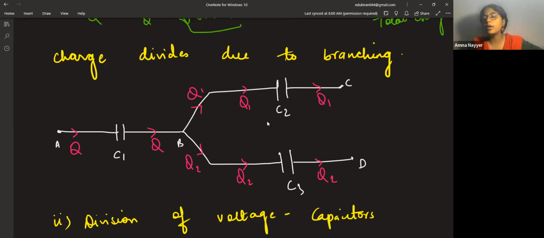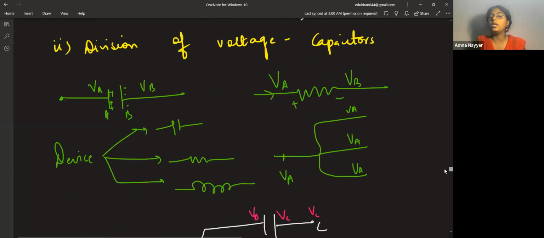Now Q1 was flowing, one device came, C2. Nothing happens to the charge, so Q1 will remain as it is. Q2 is coming, C3 is there, one more capacitor, nothing is happening to the charge. Same goes for current and resistors. If current is coming, a resistor is there, nothing will occur, but as soon as branching or a junction is there, current will divide itself. Coming to voltages.